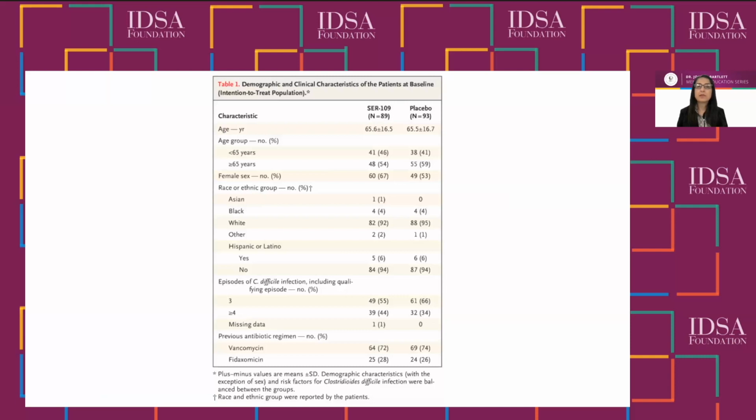These are the demographic and clinical characteristics of these patients. You can see that it was about half and half distribution between less than 65 years and 65 and older. There were slightly more female participants and overwhelmingly white participants in this trial. There was also a good mix of the number of episodes of C. diff, whether they were 3 or more than 3. And even though they had a mix of both oral vancomycin and fidaxomicin as the treatment for the C. diff episode, there was far more oral vancomycin used than fidaxomicin.